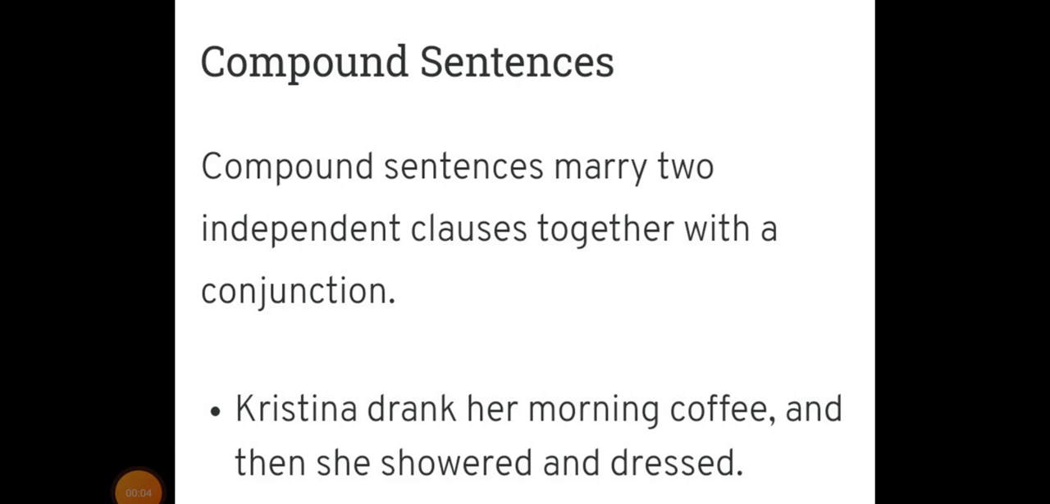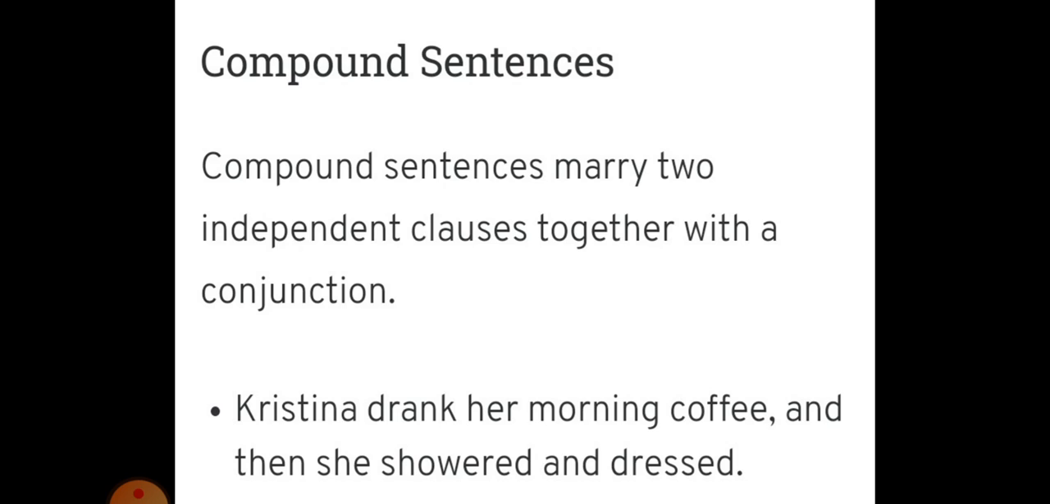Now student, in this lecture we'll be discussing another type of sentences, that is compound and complex sentences. In the last lecture we have seen the categorization of sentences, and we have also discussed the simple sentence. What are simple sentences, how you can identify them, all those things we have discussed. Now let's see the compound sentences.